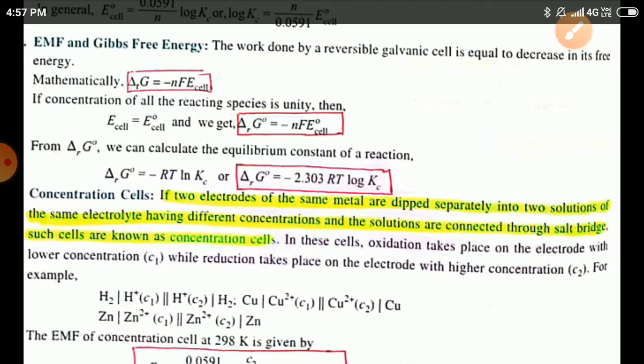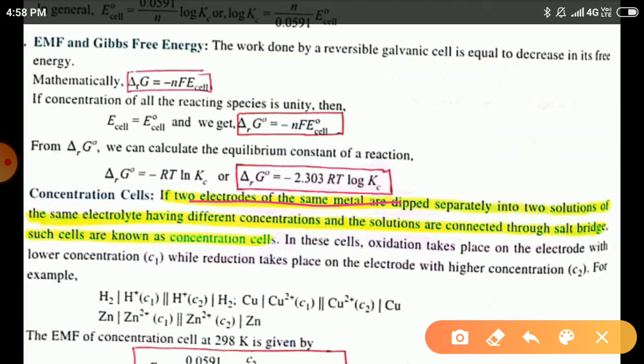Now the next topic is concentration cell. In a concentration cell, production of electricity takes place due to a physical change, meaning change in concentration. So if two electrodes of the same metal are dipped separately into two solutions of the same electrolyte, meaning the electrolyte is the same but the concentration is different, and the solutions are connected through a salt bridge, such a cell is known as a concentration cell.